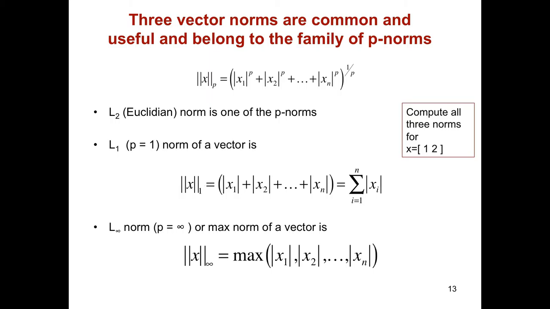It could be any other number. We will not use this for any number other than 1 or 2. Mathematicians do in theory, and it's useful, but we will just stick to 1 and 2. And then there is the so-called infinity norm. It requires a mathematical proof that once you take p to infinity, the norm infinity of a vector is simply the maximum of all of these numbers. Again, I will not bother you with the proof. We'll just take it at face value. So I want you to remember 3 types of norms: norm 2, norm 1, and norm infinity, or so-called max norm.